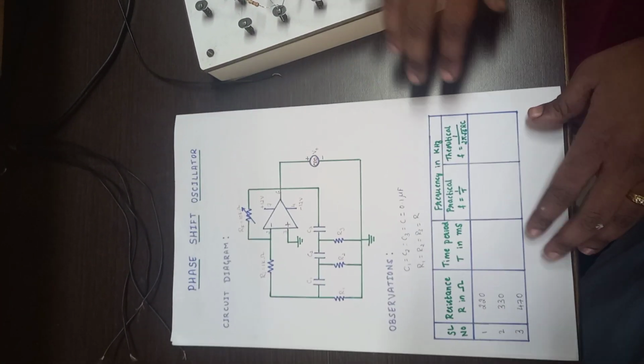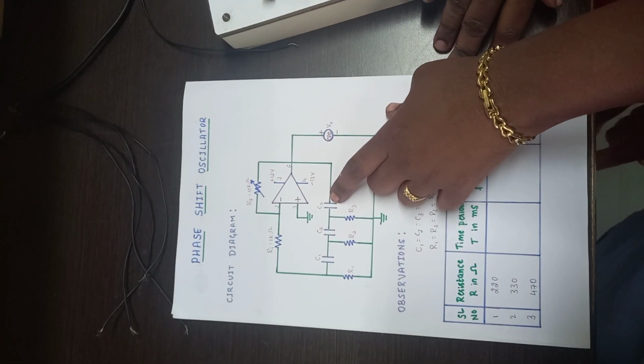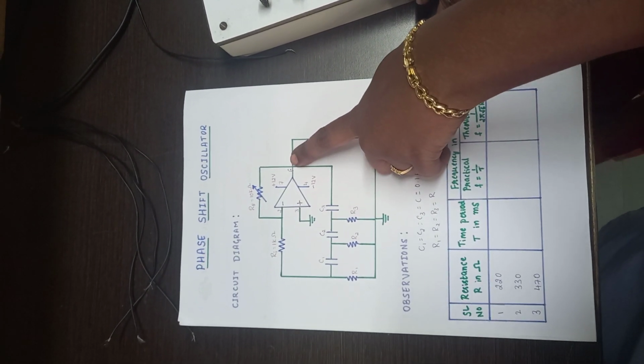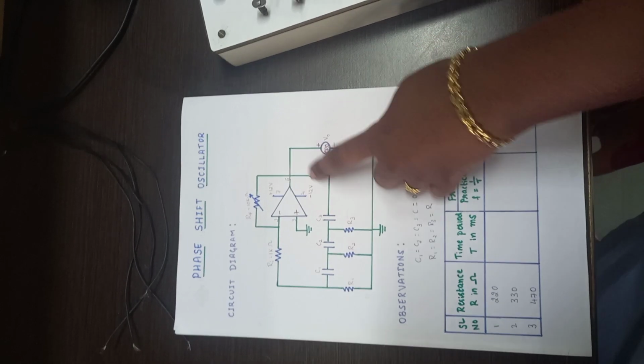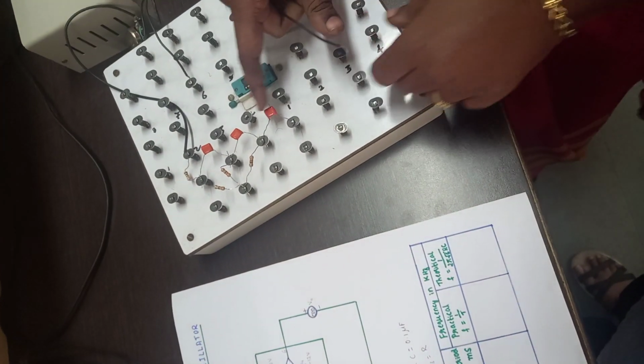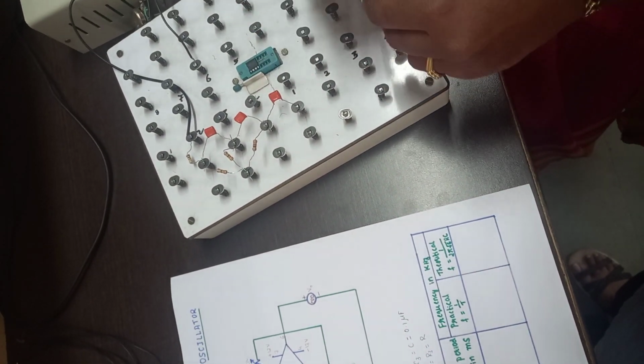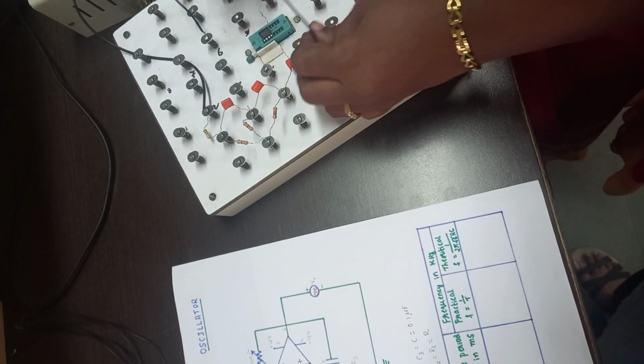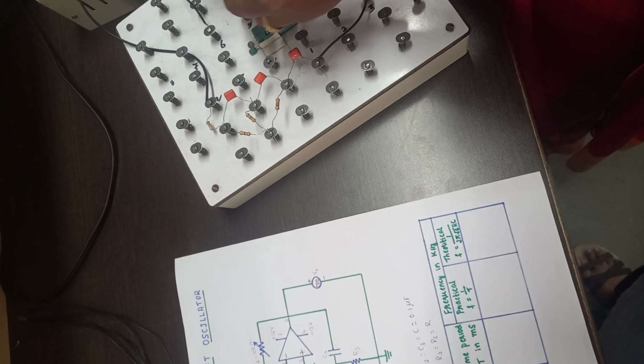Now we have connected the feedback circuit. Now observe, the input for the feedback network, nothing but the other end of C3, has to be connected to pin number 6. Let us do that connection. So this is C3, the other end of C3. Let us connect it to pin number 6. This is pin number 6. Let us do that connection.